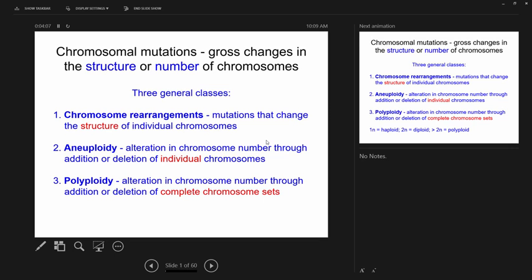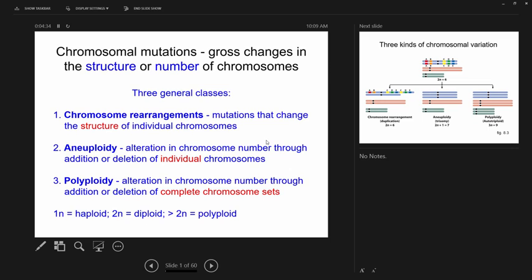Polyploidy, on the other hand, is alterations in the number of complete chromosome sets. So polyploidy, for example, is a diploid organism that has 2 copies of every chromosome becoming a tetraploid organism that has 4 copies of every chromosome. So you're going to have the same number of every chromosome, that's just going to be changed.